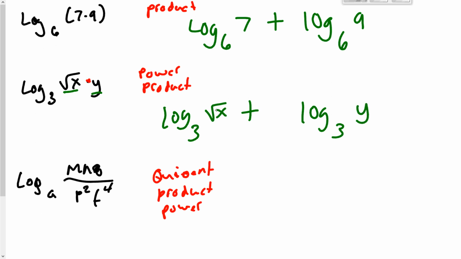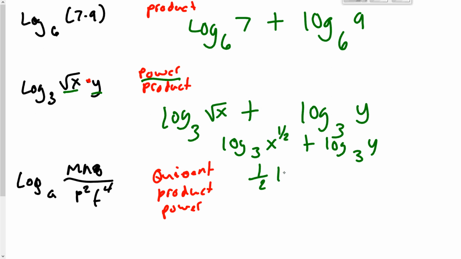Okay. Now I can rewrite square root x as x to the 1/2. And then I can rewrite that 1/2. Now it's a power property, right? So now the power property comes in. And now I need to multiply my exponent by the log.